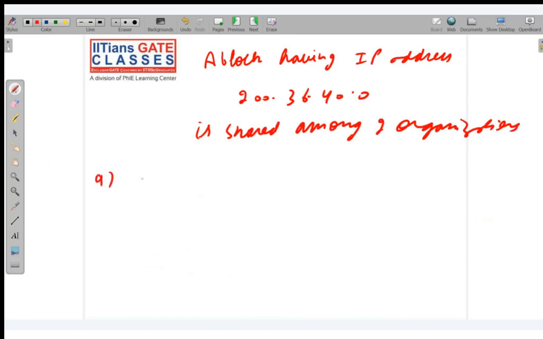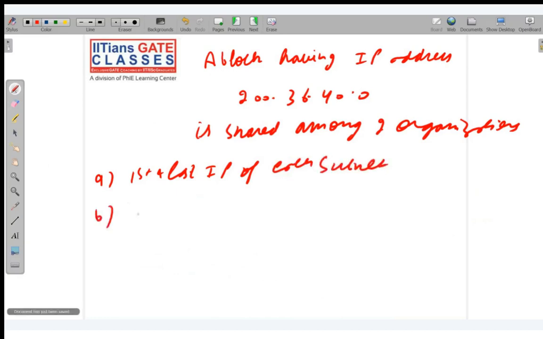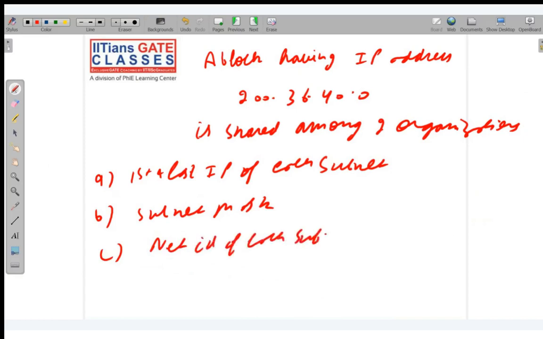Now they are asking questions. First, the first and last IP address of each subnet. Second, the subnet mask. Third, the net ID of each subnet. And the D option, the DBA of each subnet.